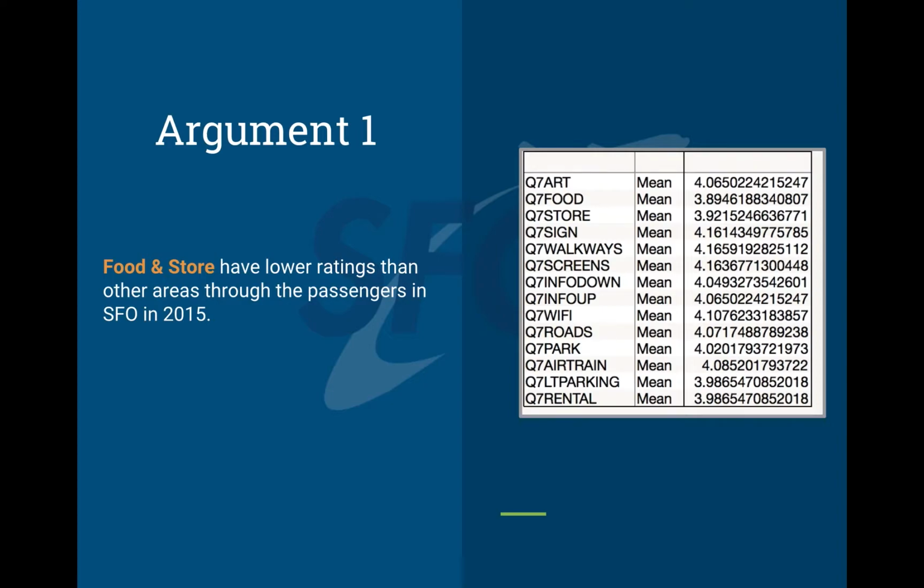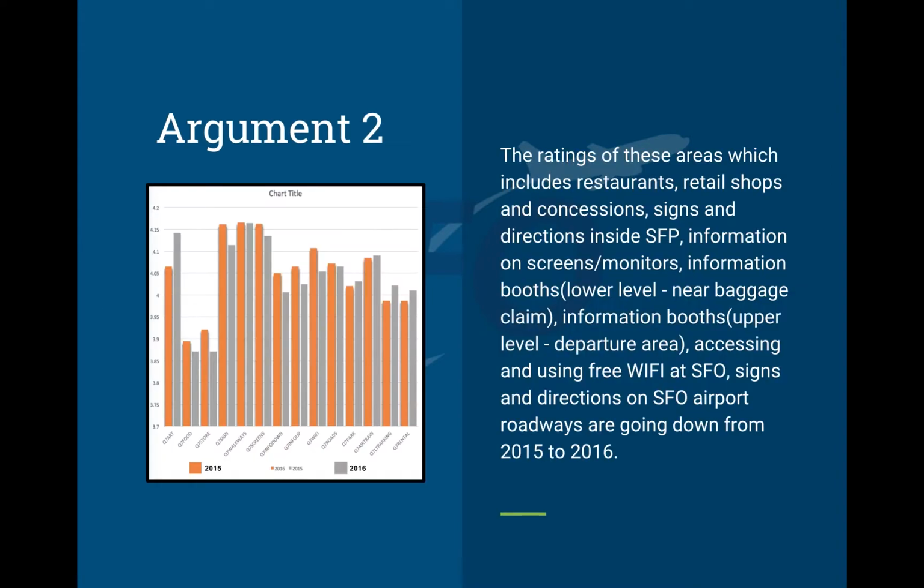So we use the function of tabulate, we put the data into the tabulate, and we also put the mean inside of this chart to get the average ratings of each area in the airport. After comparing them, we knew that the food and store areas have lower ratings than the other areas among the passengers in San Francisco airport in 2015.